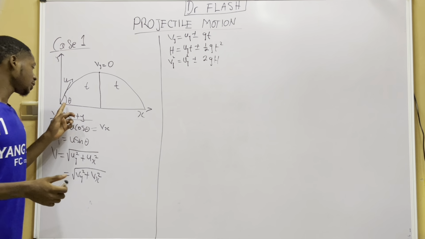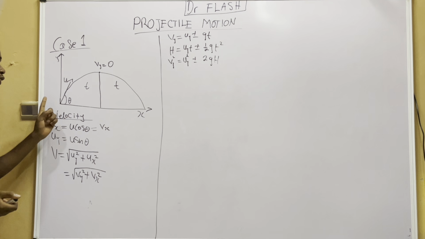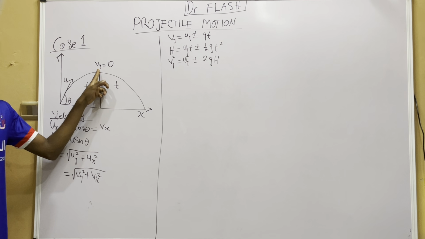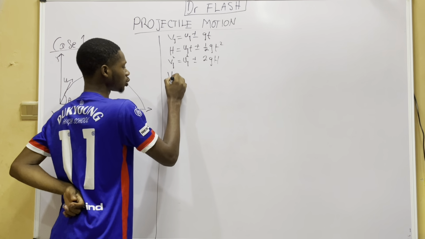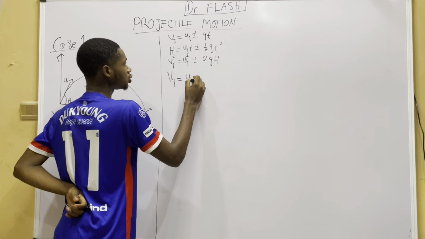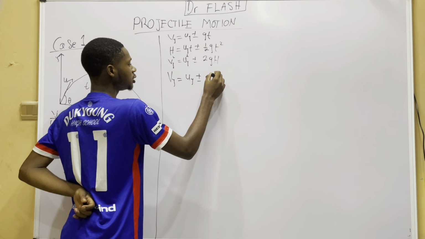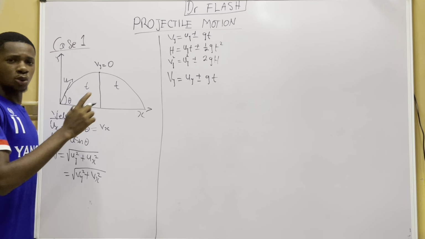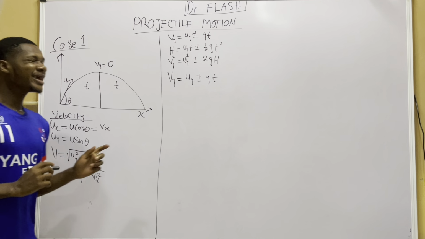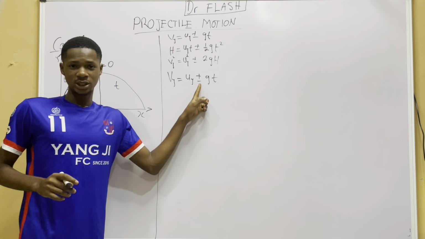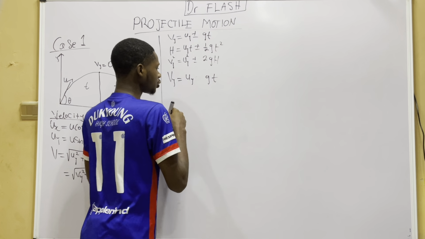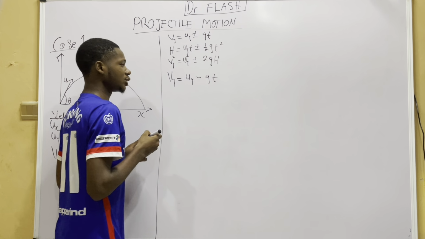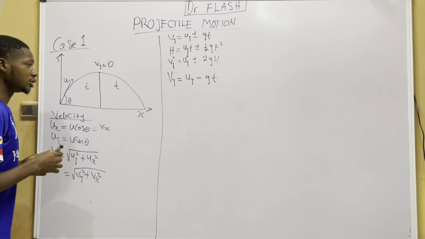Now we're trying to determine the time taken for the body to move from this point up to the apex, that is the highest point. Let's make use of this first equation: vy equals uy plus or minus gt. Now the body is going upward. When the body is going against acceleration, you should make use of the negative sign. So instead of plus or minus, I'm just going to have a minus sign: uy minus gt.